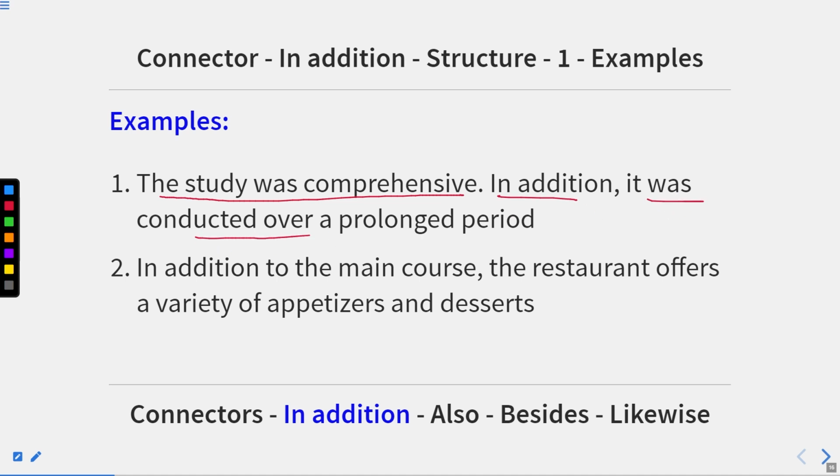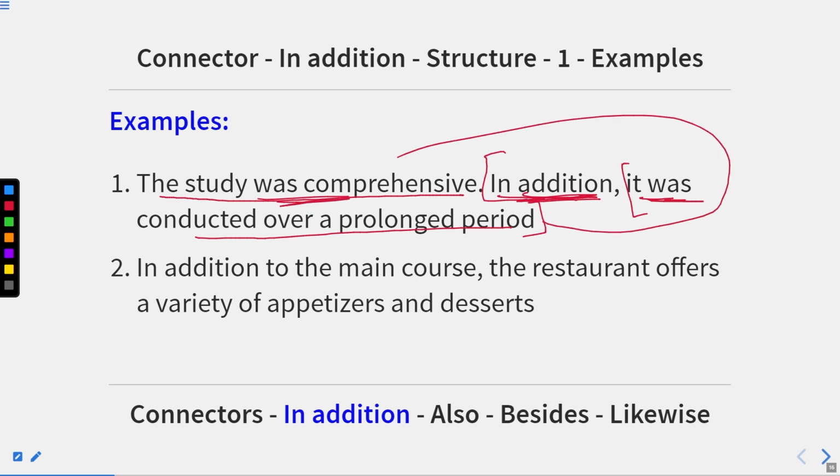It was conducted over a prolonged period. So here you can see it was conducted over a prolonged period is the extra information which is being introduced by the phrase in addition. So in addition generally begins the extra information when the first statement is already completed, and this is linked to the previous statement. This is just making the previous statement true and elaborated. Now, whenever we use in addition to, it begins the sentence basically.